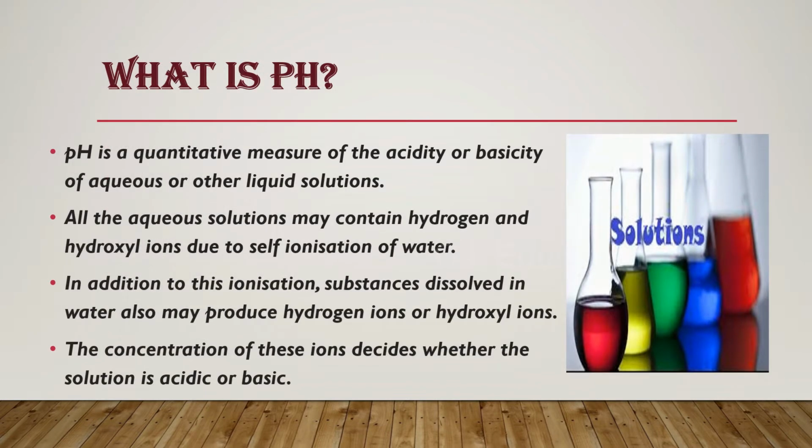What is pH? pH is a quantitative measure of the acidity or basicity of aqueous or other liquid solutions. All the aqueous solutions may contain hydrogen and hydroxyl ions due to self-ionization of water. In addition to this ionization, substances dissolved in water also may produce hydrogen ions or hydroxyl ions. The concentration of these ions decides whether the solution is acidic or basic.